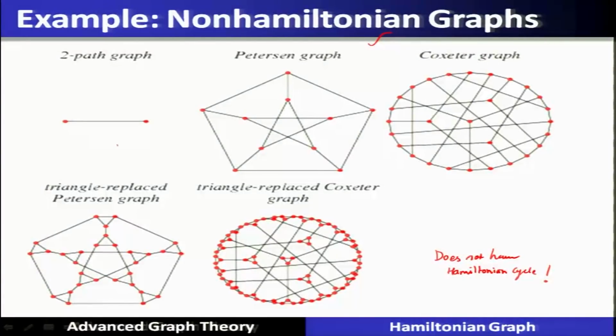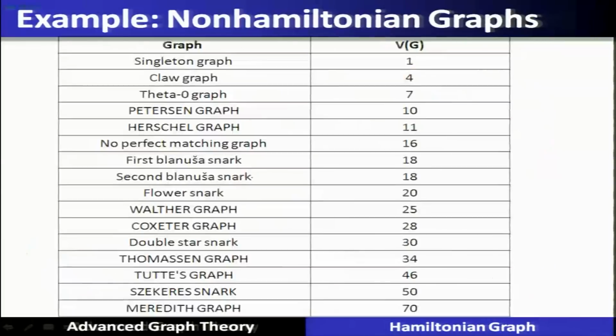For example, here in this graph no cycle is possible. Why? Because these end vertices have degree 1. The Petersen graph is another example which does not have a Hamiltonian cycle, hence it is a non-Hamiltonian graph. Similarly, all other graphs do not have a Hamiltonian cycle within them.